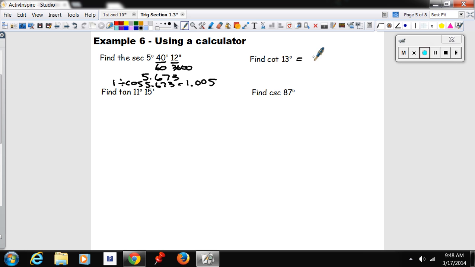Cotangent of 13, you're going to need to do 1 divided by tangent of 13. 1 divided by tangent of 13 equals, you get 4.33. Tangent of 11 degrees, 15 minutes. If you take 15 over 60, you're going to want to find the tangent of 11.25 degrees. That one can go in just as is. Tangent 11.25 equals, you get 0.1989.